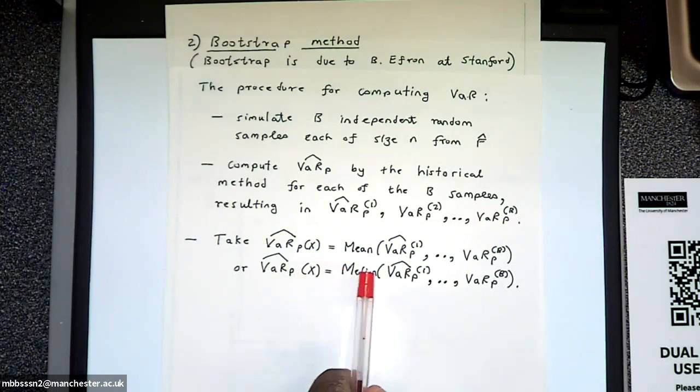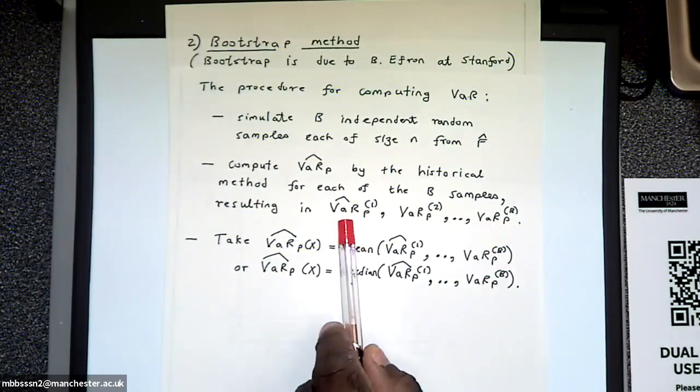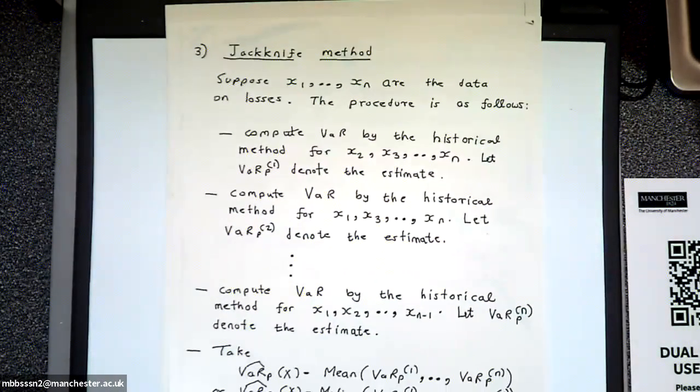And finally, you take the VAR to be the mean or the median of these 100 estimates. All right, so that's the Bootstrap. It's a 3-step procedure. The next method is known as the Jackknife method. It's also due to Efron, I think.